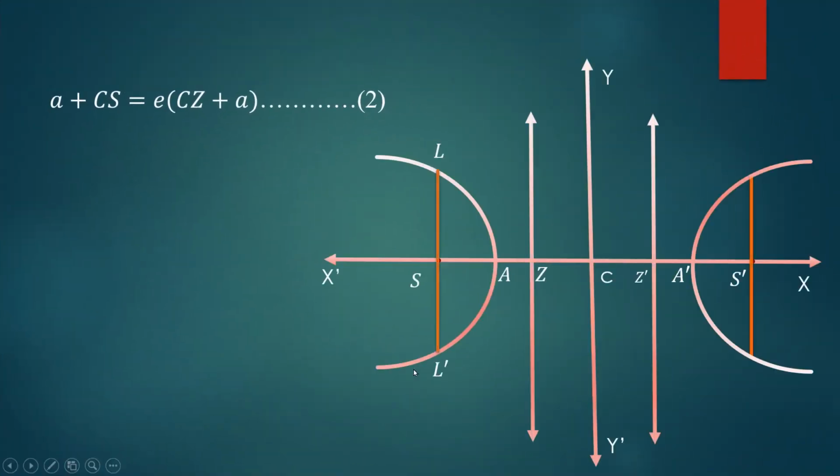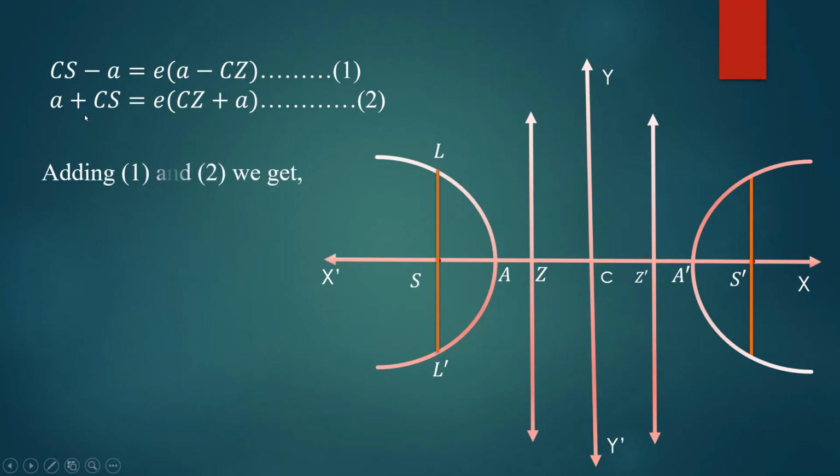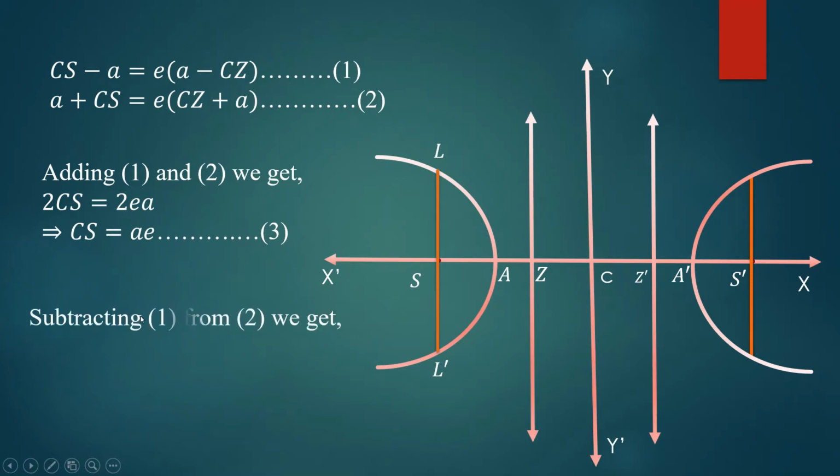Now from 1 and 2, adding 1 and 2, we get CS is equal to ae. And subtracting 1 from 2, we get CZ is equal to a by e. That means this length is equal to a by e, and this length is equal to ae.